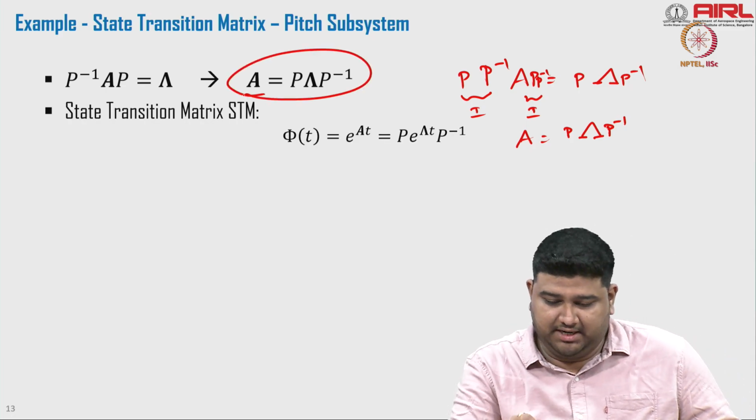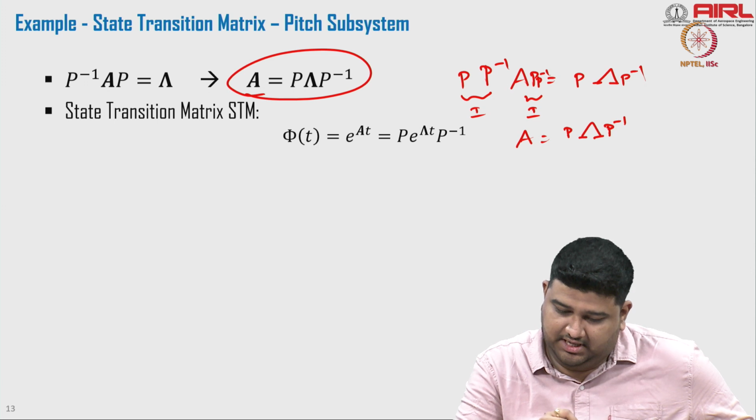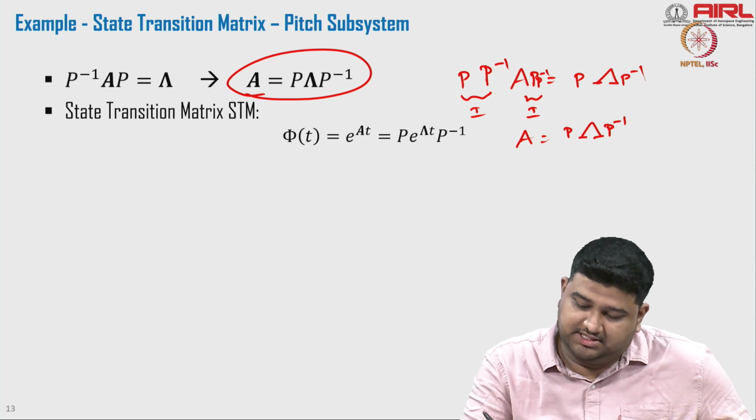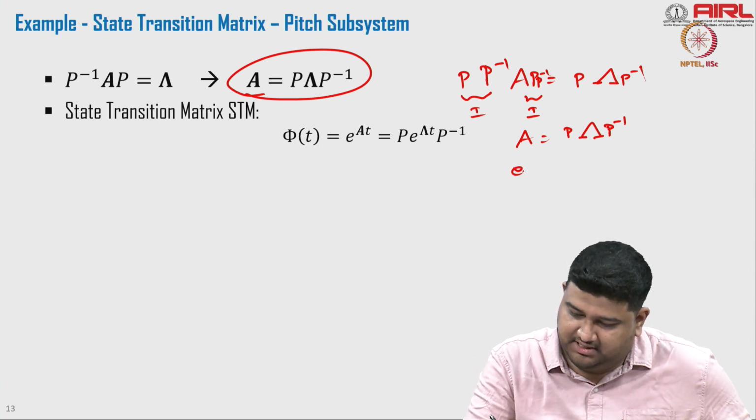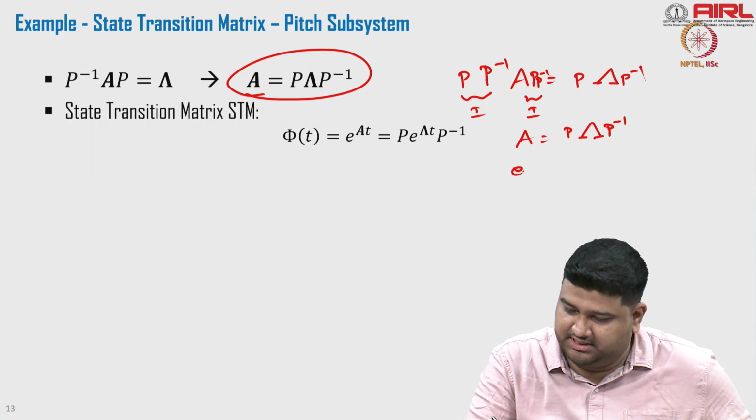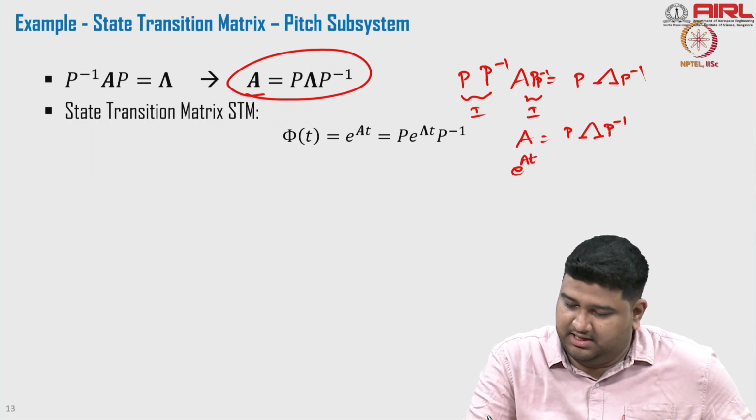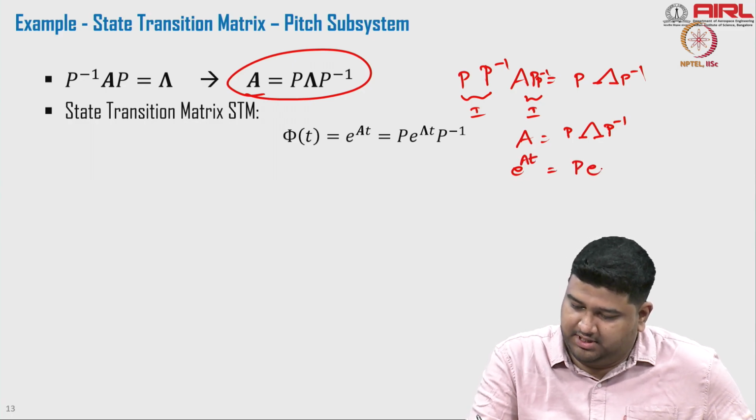The state transition matrix right now is e power At, and there is a special property which says that if we exponentiate this, e power At equals P e power lambda t P inverse.